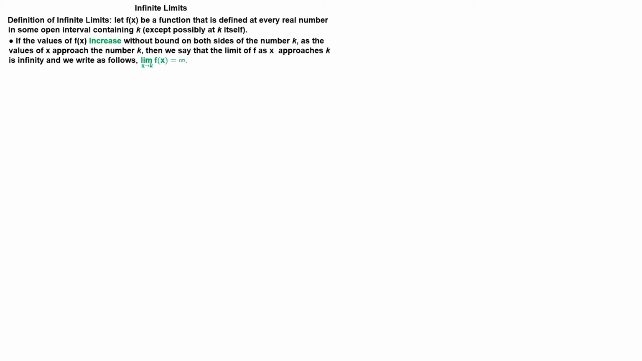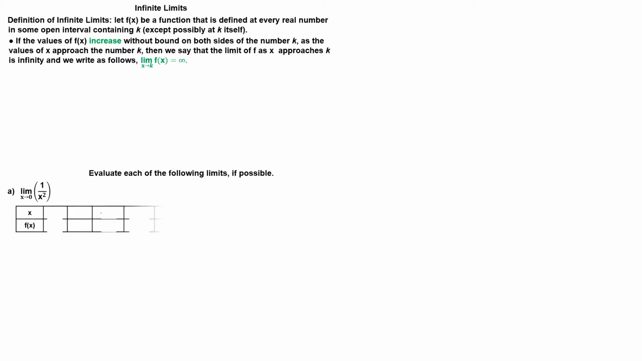The limit of f of x as x approaches k is infinity. Let's see how it works. Evaluate each of the following limits if possible. We begin by using a table of values to estimate the value of the limit. We can see that the values of a function increase without bound as the values of x approach the number 0 from the left. Symbolically, we write the limit of f as x approaches 0 from the left is positive infinity.